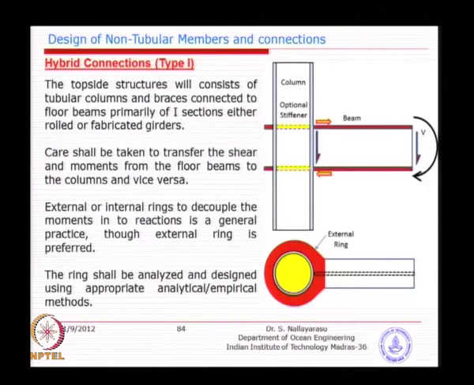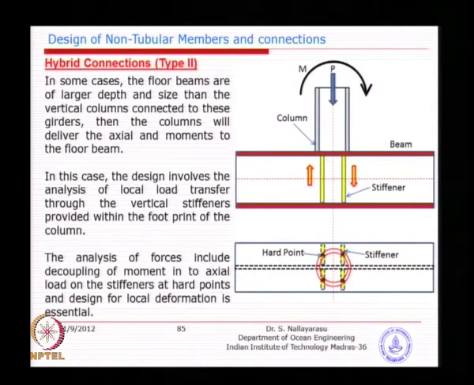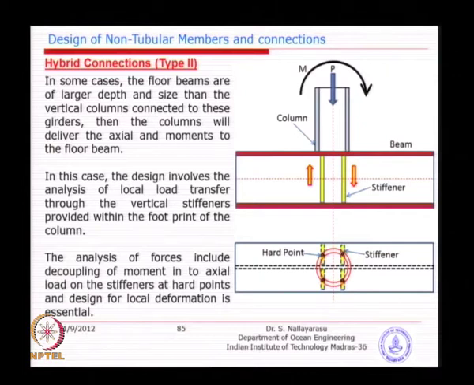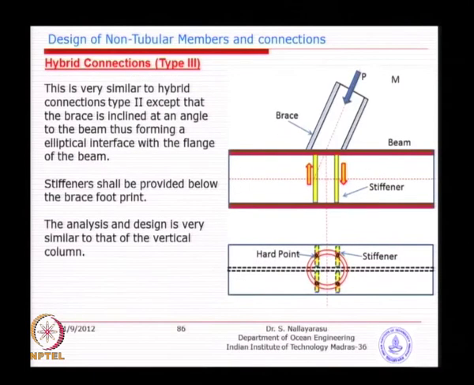The next connections are basically the hybrid connections, three types. One is a circular column, but with an incoming I beam. How do we do this connection? The second one is where the beam is an I beam section, but the incoming brace is a circular section, which is also very common in topside structures. The third one is an inclined brace.